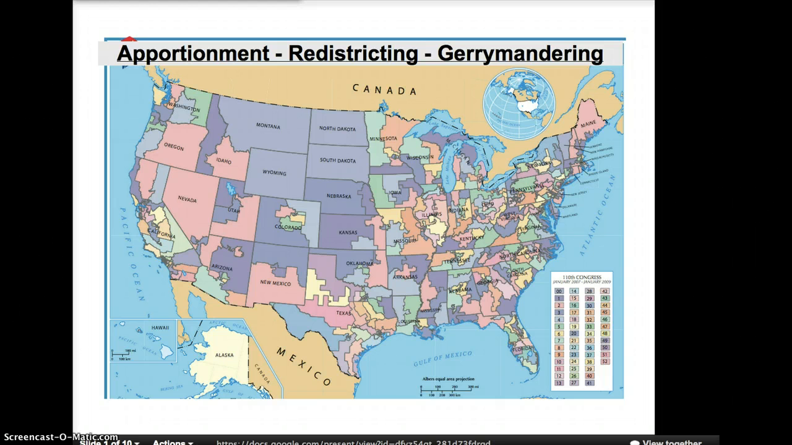If you're not yet finished writing apportionment, redistricting, and gerrymandering across the top of your page, please have the sub press pause until everyone is finished, then press continue.